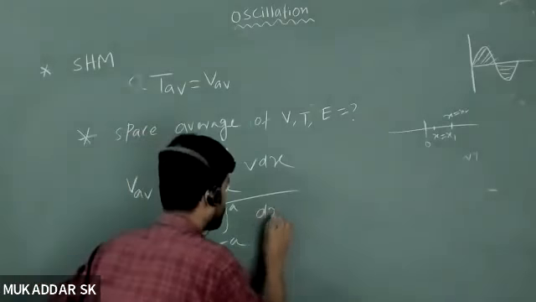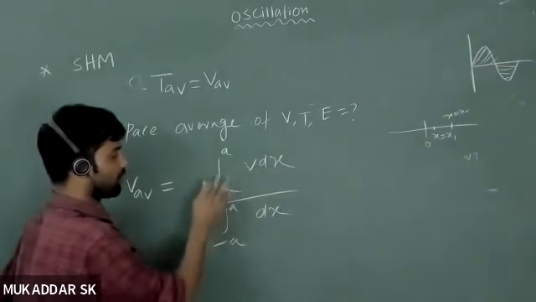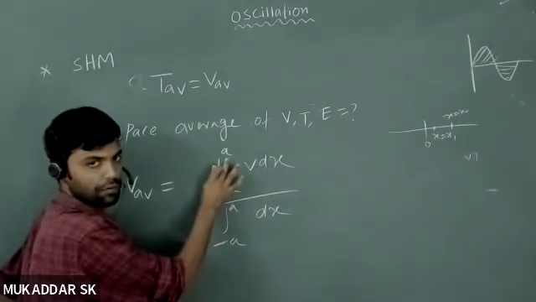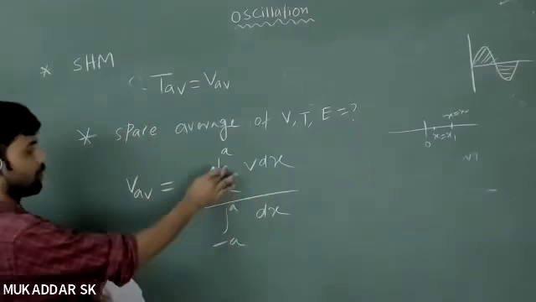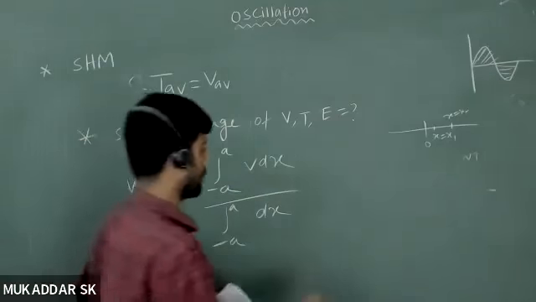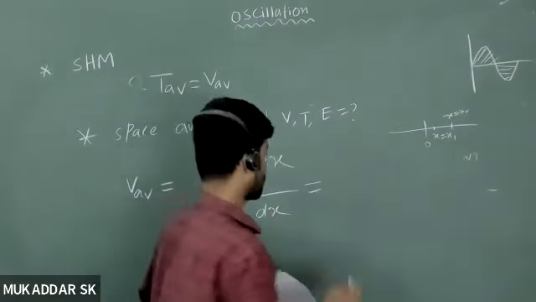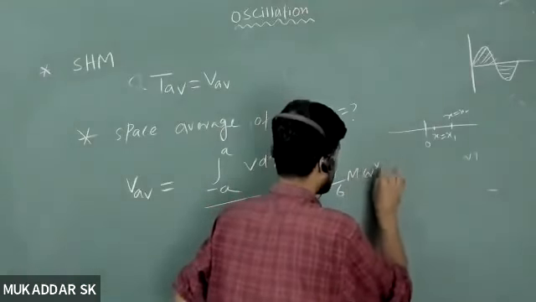So this is space average. Integral from minus A to A of V dx, where A is the amplitude of motion, and this is the formula: integral minus A to A of V dx divided by integral minus A to A of dx. If you calculate it, you'll basically get, as he said already, 1 by 6 m omega square A square.